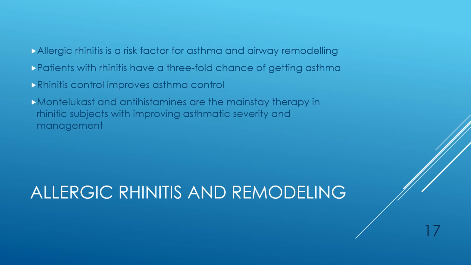There was a study by Chakar where they looked at structural remodeling abnormalities. I'm talking about subepithelial fibrosis and increased myofibroblasts, and they found that patients with allergic rhinitis had an increased likelihood of getting the structural abnormalities. So really, the take-home point right here is if you have rhinitis, control it, and you'll have a lower likelihood of getting asthma and also asthma airway remodeling.